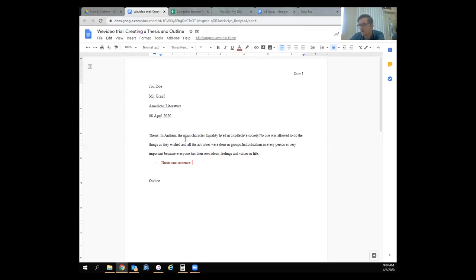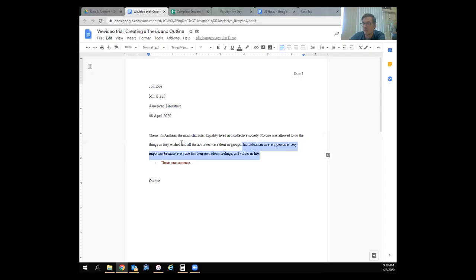In Anthem, the main character Equality lived in a collective society. That's one. No one was allowed to do the things as they wished, and all the activities were done in groups. That's two. And then the third sentence: individualism in every person is very important because everyone has their own ideas, feelings, and values in life. So there are three sentences here, which means this whole thing is not a thesis statement. We want a thesis statement, singular. We want it only singular.